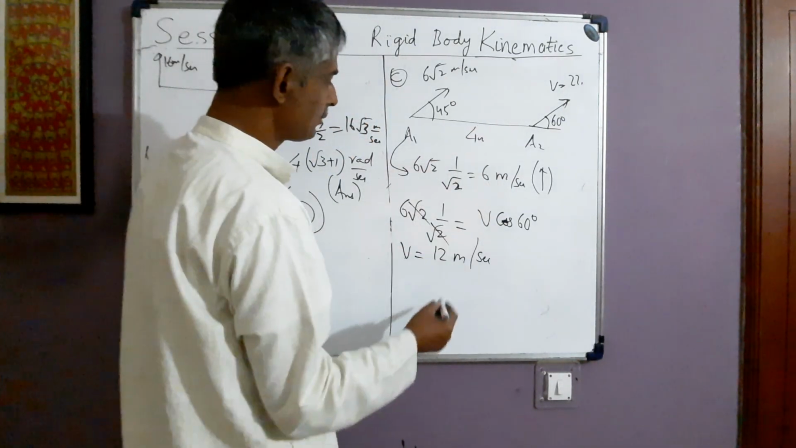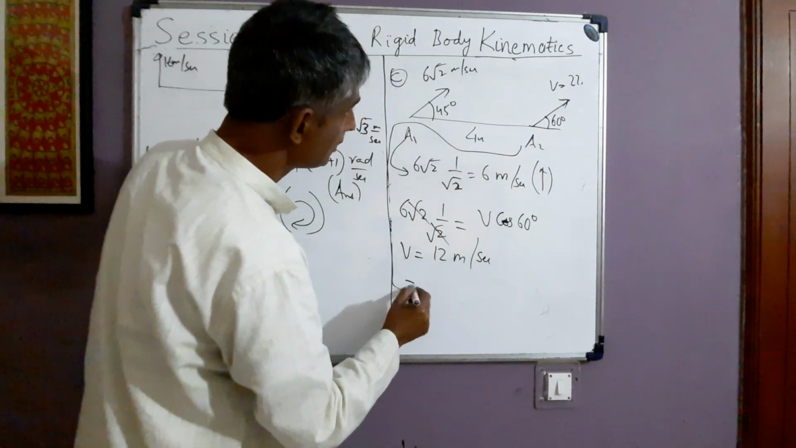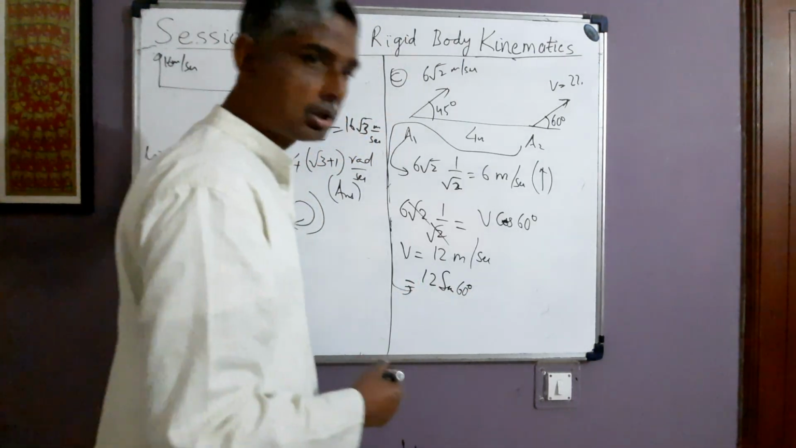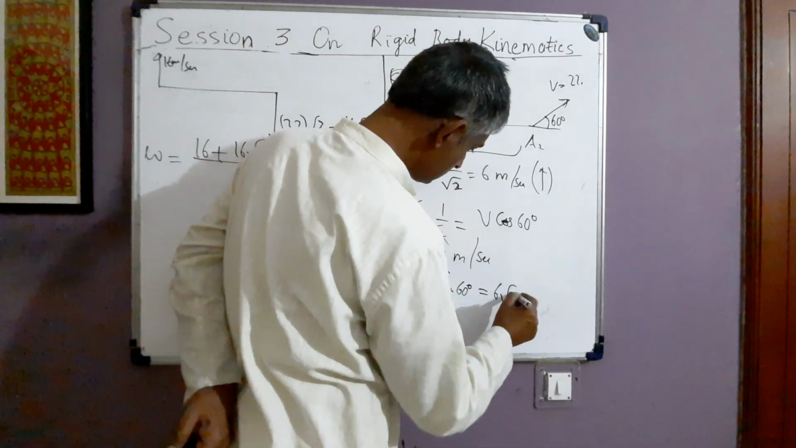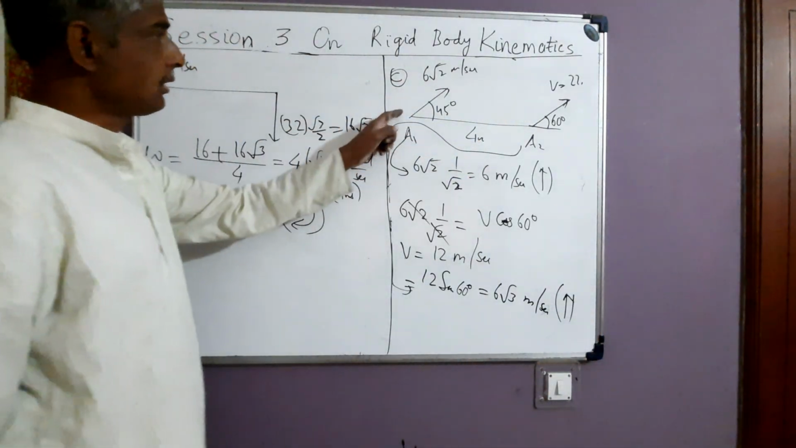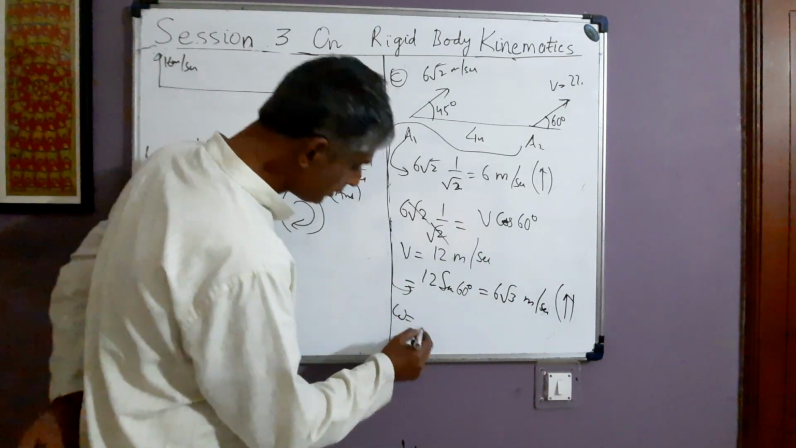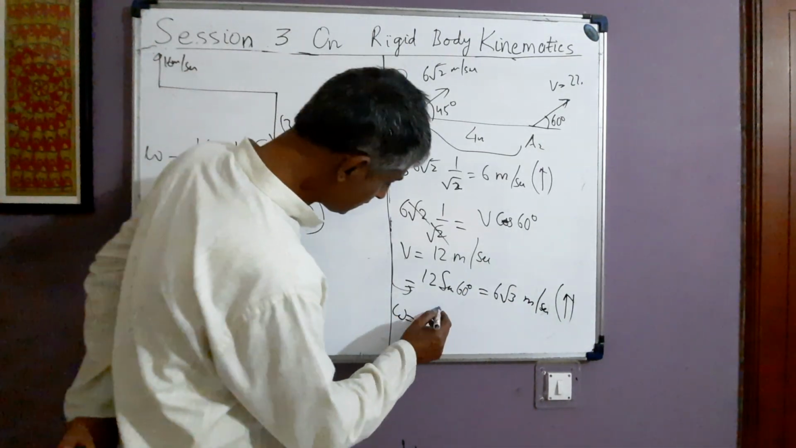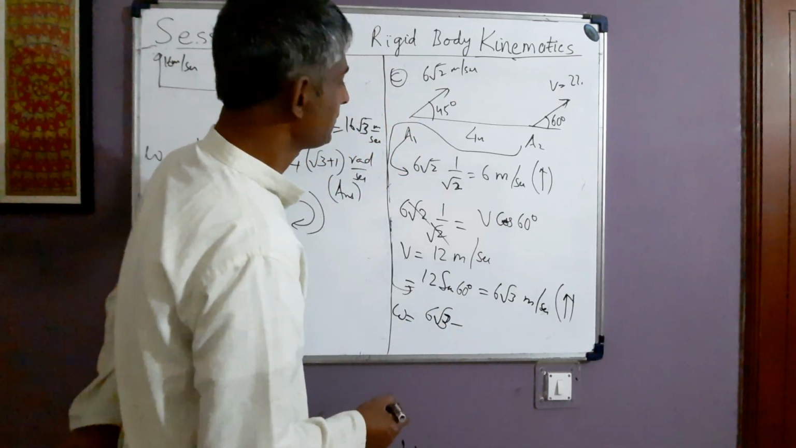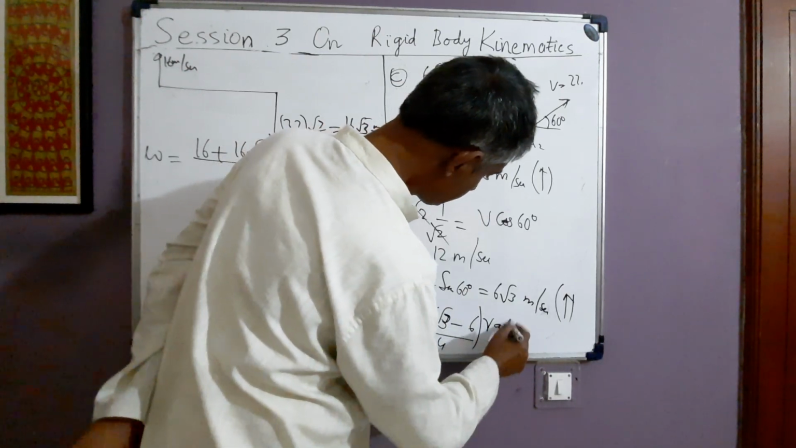So normal speed of A2 is how much? This will be equal to 12 sine 60 degree. Sine 60 degree is root 3 by 2. So this becomes 6 root 3 meter per second in upward direction. So normal velocities of A1, A2 are both in upward direction. But this is less, this is more. So omega is equal to relative normal speed by separation. That is just equal to 6 root 3 minus 6 by 4 radian per second.